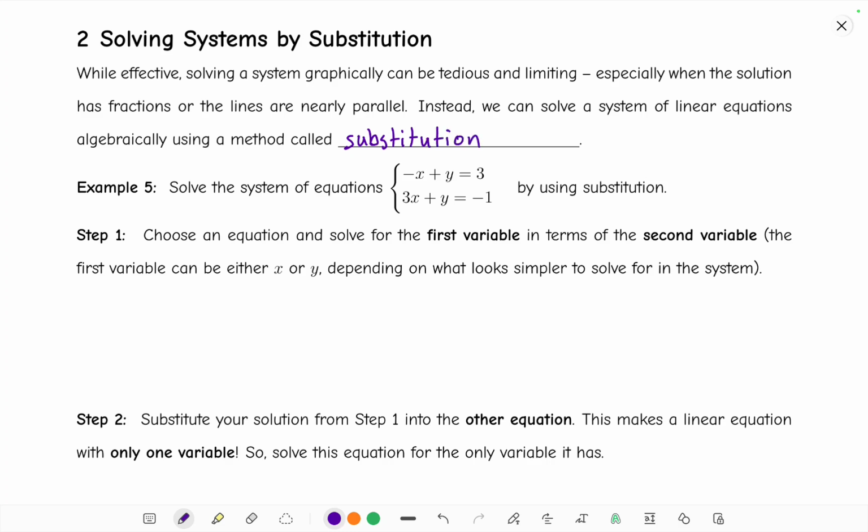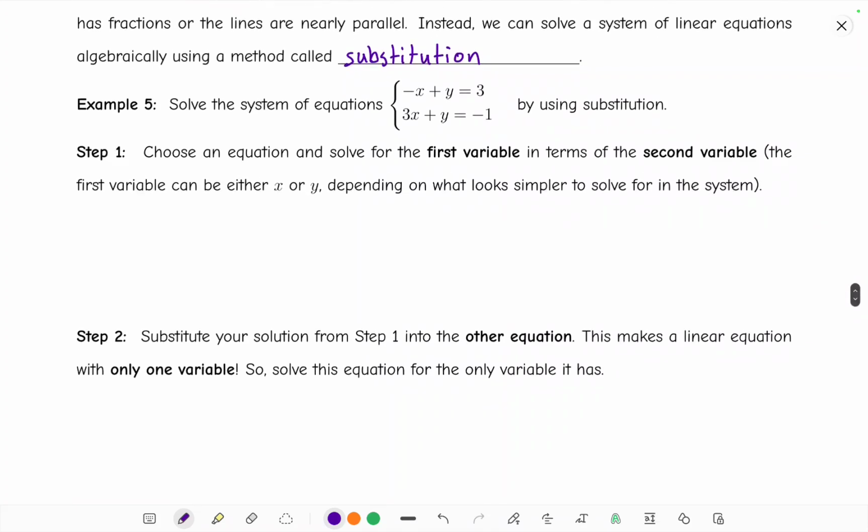So example 5, solve the system of equations negative x plus y equals 3 and 3x plus y equals negative 1 by using substitution. For this first example, I do have it laid out step by step to work through it. Step 1 is choose an equation and solve for the first variable in terms of the second variable. You get to choose which equation and you get to choose which variable is the first variable.